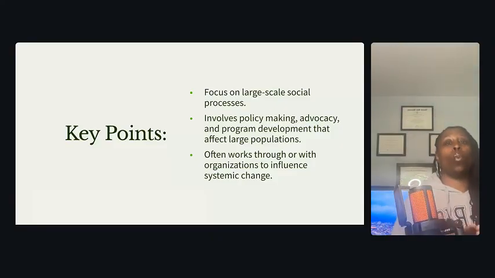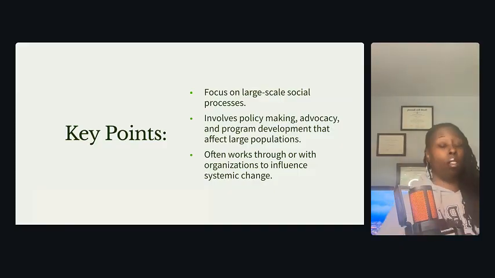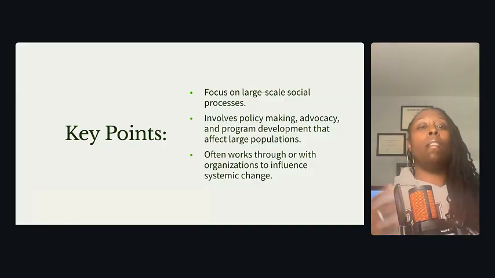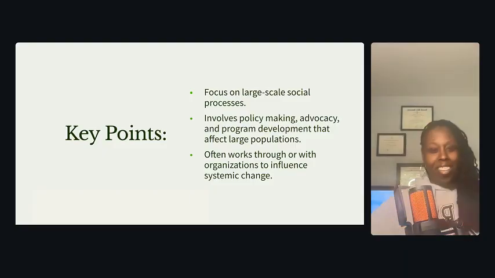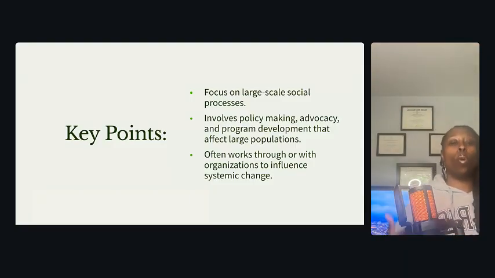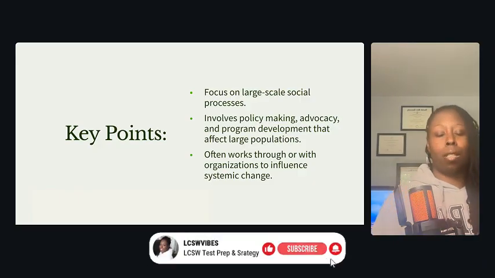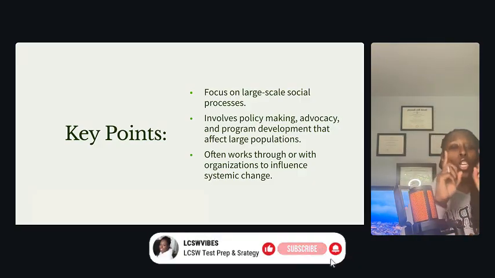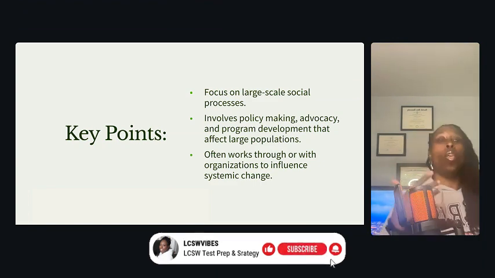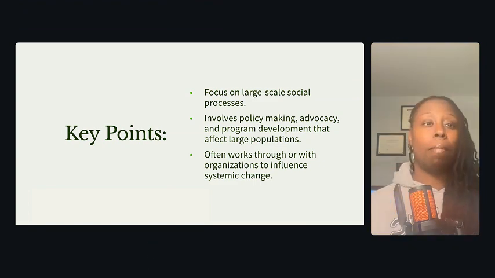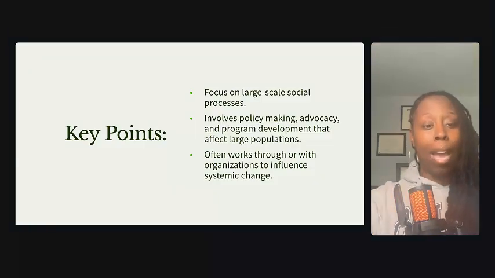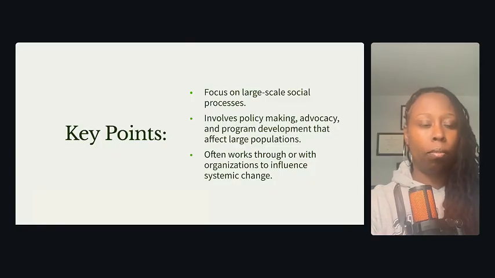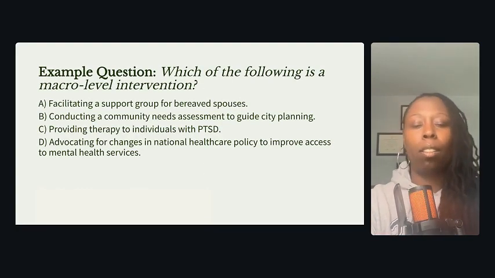So the key points here when you're working on a macro level, we're pretty much focusing on large scale social processes. It involves policy making, advocacy, program development, very similar to things you do on the mezzo level, but this is at a larger scale. All right, and it often works through or with organizations to influence systemic change. And again, when I say often works, you, the social worker, often work through or with organizations to influence that systemic change. So that is pretty much what you're doing as a social worker when you're working on the macro level of social work. All right, let's go ahead and see how we can knock out this question.